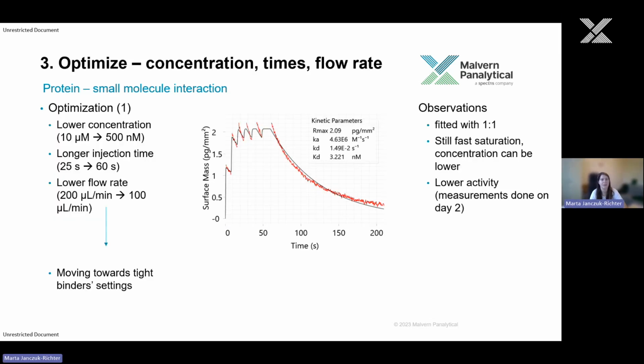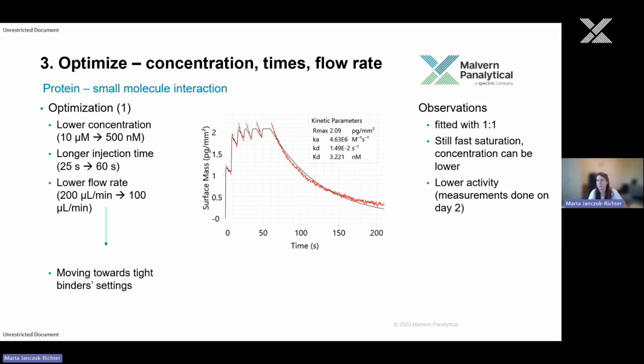Okay, let's optimize. I decided to lower the concentration a lot, but at the same time, I gave it a little bit more time. So I'm moving from intermediate binder settings towards tight binder settings, where we have longer time but lower concentration. And it already looks good. We are still saturating quite quickly, so maybe there is even lower concentration that can be used. But now we can see that it is much better fitted with the one-to-one model.